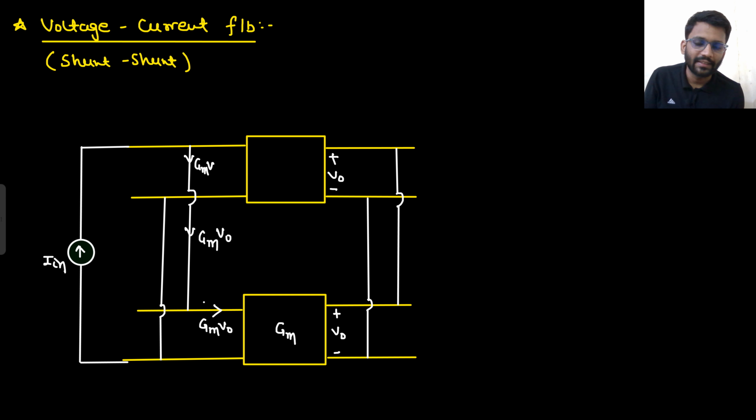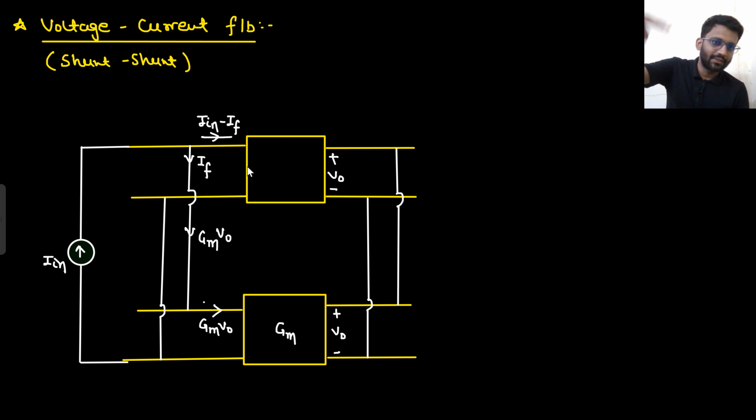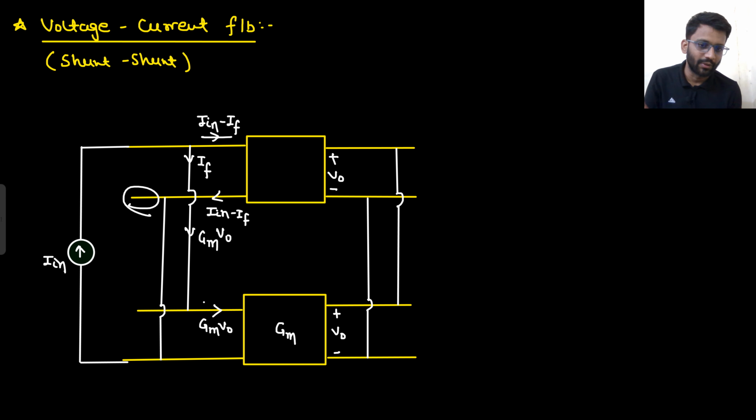Or you can call this current as I feedback. So what is the current going in here? This current will be I in minus I feedback. Say yes or no. If I in minus I feedback current is going in, what will be the current coming out? This current will be I in minus I feedback. Right? Now where will this current be going? This current will be going in this direction, because here the current will not go because that is an open circuit path. So I in minus I feedback current will be going this path.